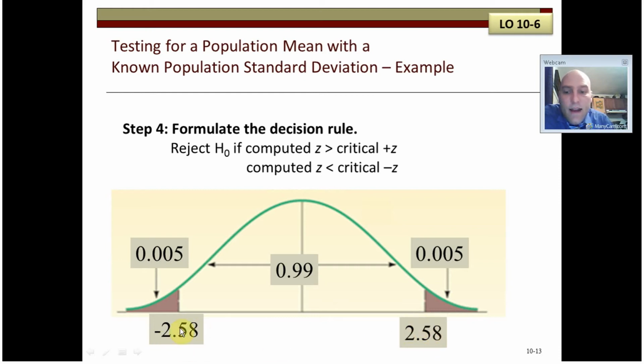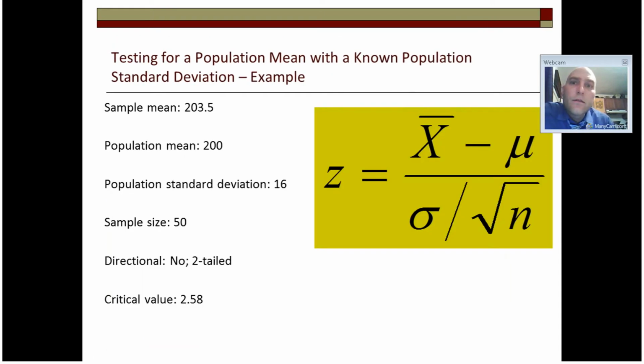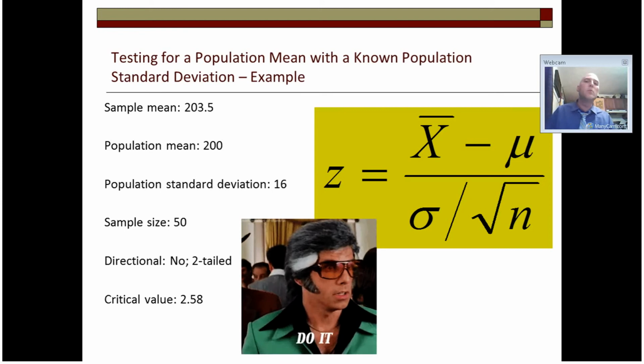2.58 and negative 2.58. It's the magnitude of distance away from the mean that would leave an area of 0.005 in a tail. Now we have critical values. We've been given a sample mean from our 50-week trial of 203.5 desks. Our population mean, which was the truth as the world existed, is 200. We have a population standard deviation of 16 as defined in the problem. We have a sample size of 50 weeks. We know it's a non-directional test because we're just asking for a change. And we've come up with a critical value of 2.58.